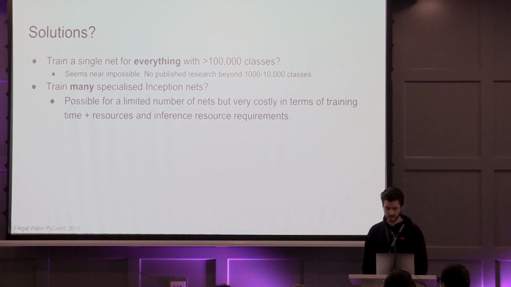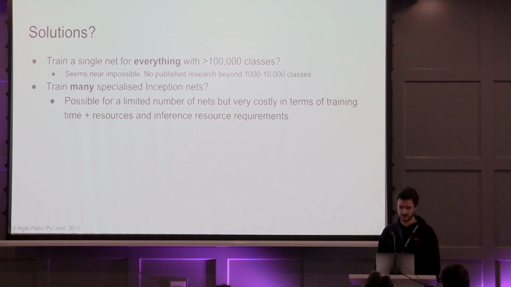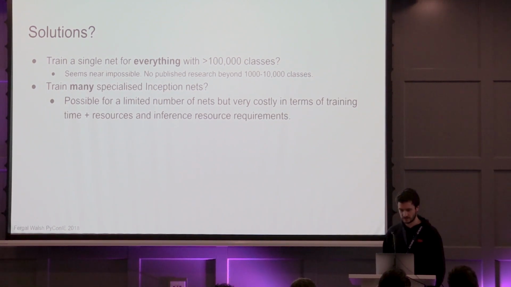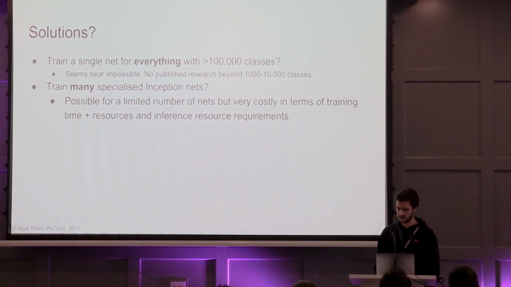Because all of these methods are benchmarked with data sets of about 1,000 classes. There are some other smaller or bigger data sets which go up to about 10,000 classes, but there's very little research on doing fine-grained classification on larger numbers of classes.